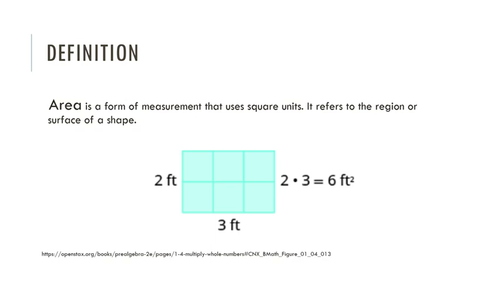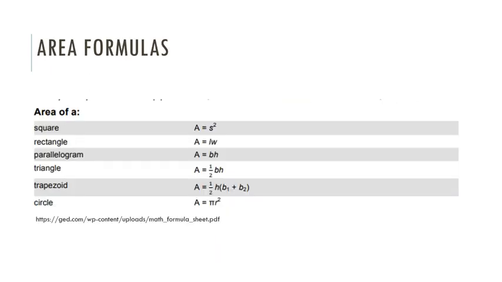So we're always going to be looking at the surface of a figure and determining how many square units we can fit in there. And the square units will be based off of the unit of measurement given. It is a two-dimensional form of measurement, and our unit of measurement is always going to have an exponent of 2. That tells the reader that this number represents area. These are the formulas that we'll specifically be looking at in this presentation.